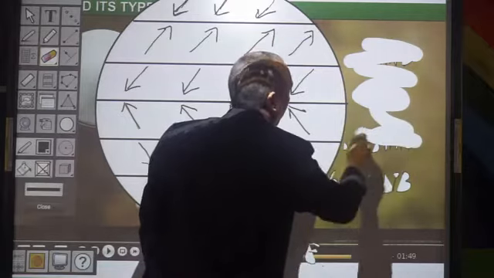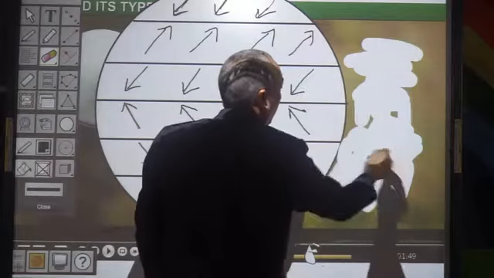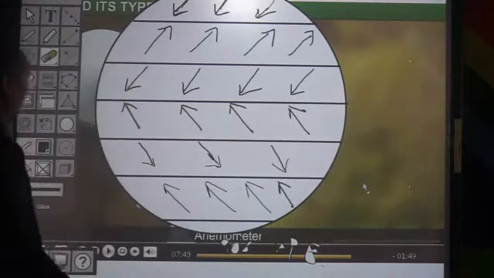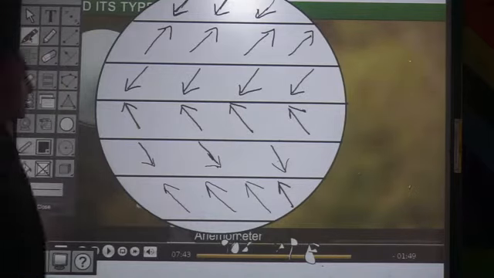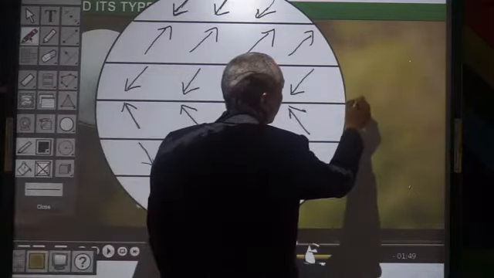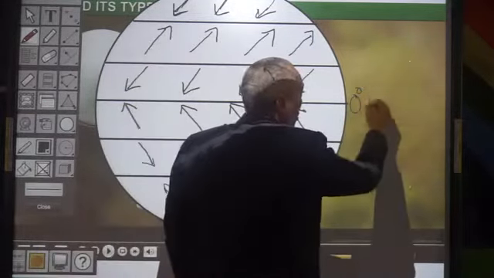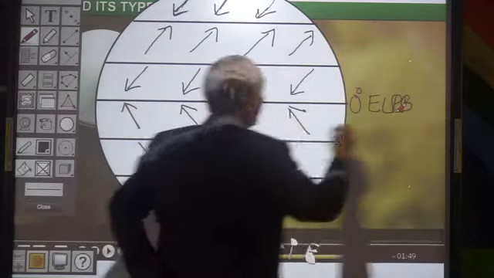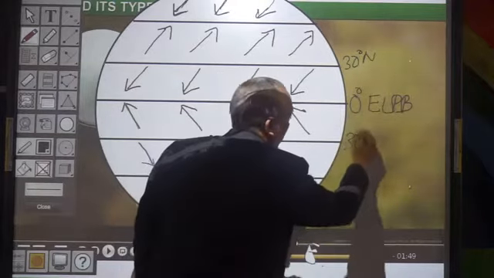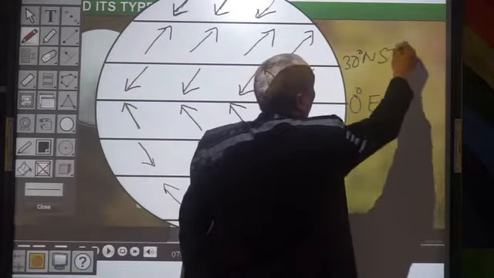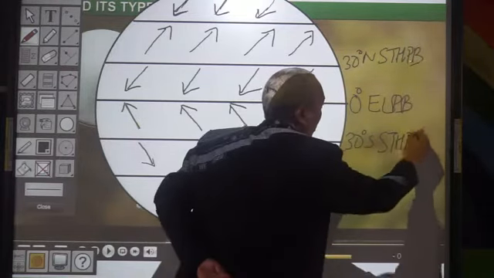Okay, I'll just erase this out first. So that is HC. I'm going to write here. This is 0 degrees. It experiences the equatorial low pressure belt. This is 30 degrees north, 30 degrees south. It's called the subtropical high pressure belt.